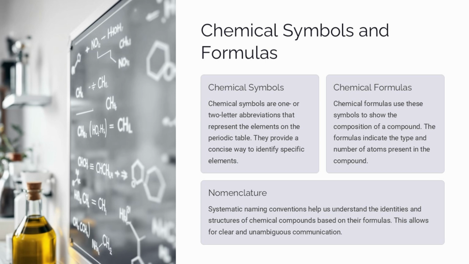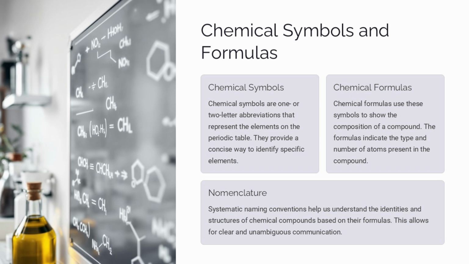Chemical symbols are one- or two-letter abbreviations that represent the elements on the periodic table. They provide a concise way to identify specific elements. Chemical formulas use these symbols to show the composition of a compound. The formulas indicate the type and number of atoms present in the compound.